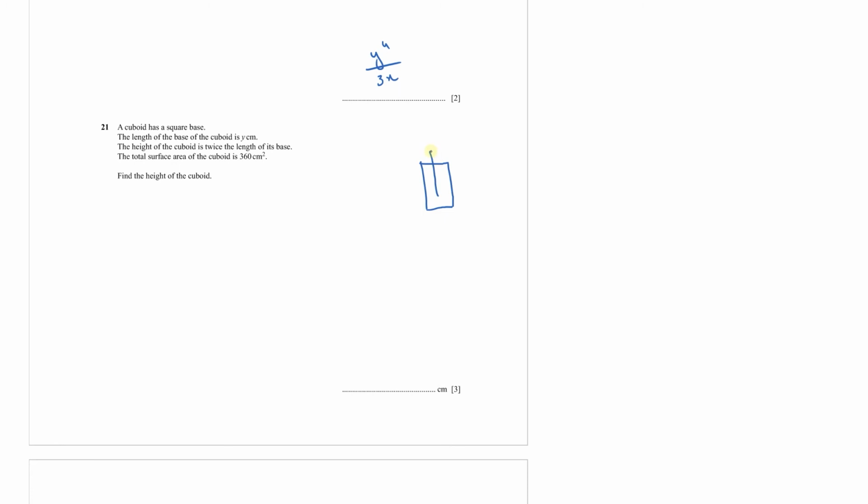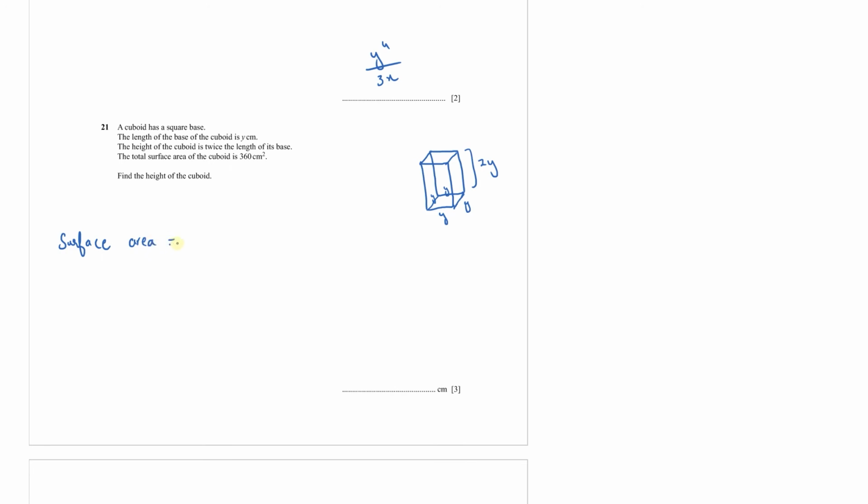cuboid here. So if you have something like this, your length of your base is y, and it is a square, so all four sides will be y. And the height here is twice the length of its base, so this will be 2y. So now we can compute the surface area and equate it to 360 to find the value of y.